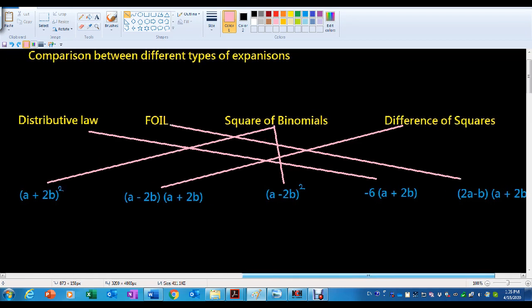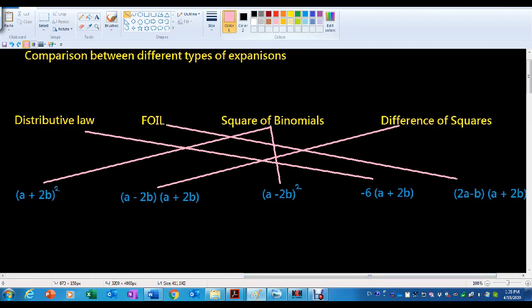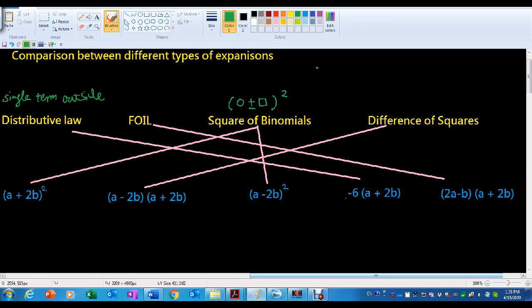Okay? So basically, we could understand this. When we are going to use distributive law, you got a single term outside, right? When we are going to use square of binomials, you might have things like this. All right, you got two terms, plus or minus. There are two types of square binomials.